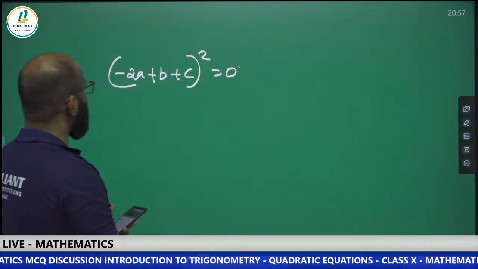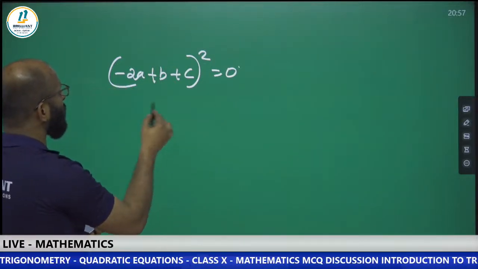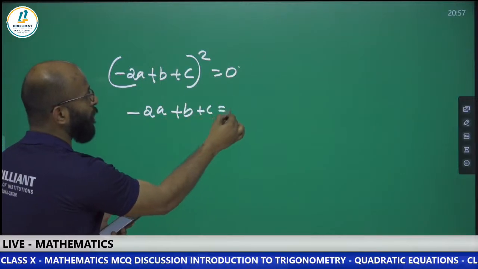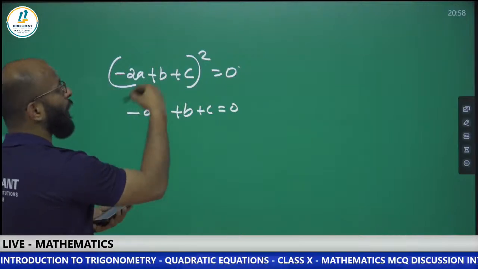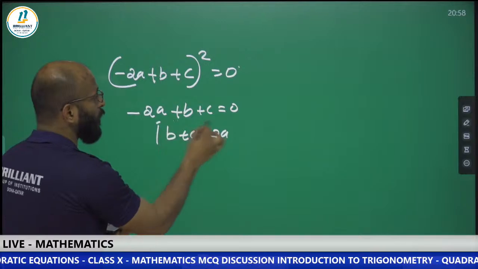Minus 2a plus b plus c is equal to 0. The next step we can take square root on both sides. When you take square root on both sides, square root of 0 is 0. So 2a you can take to the right side. B plus c is equal to 2a. B plus c is equal to 2a.